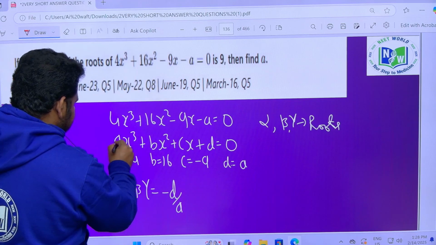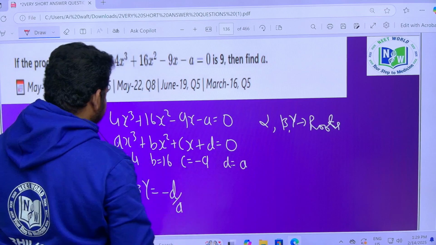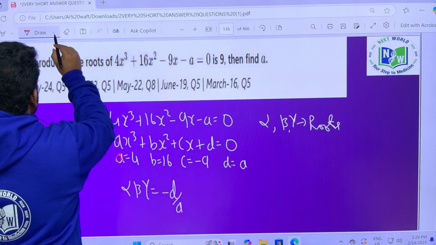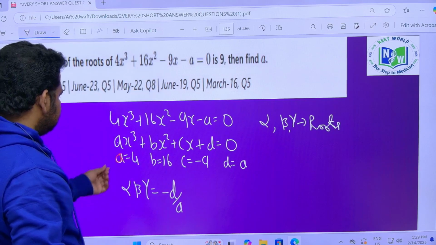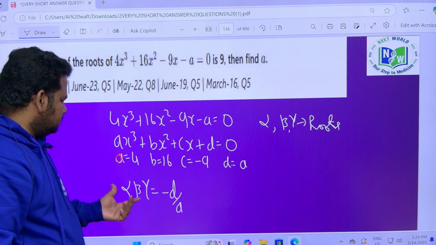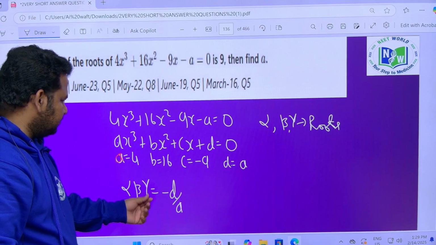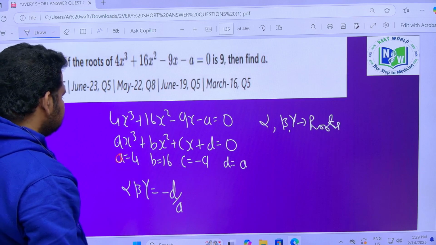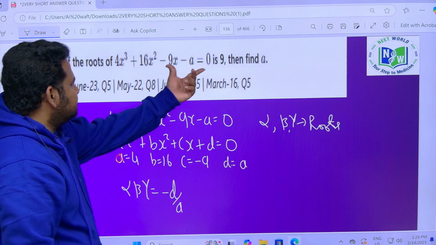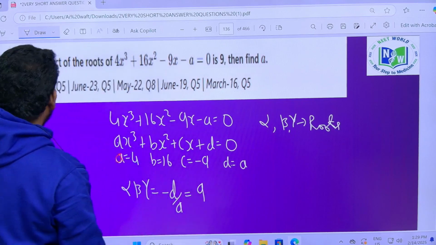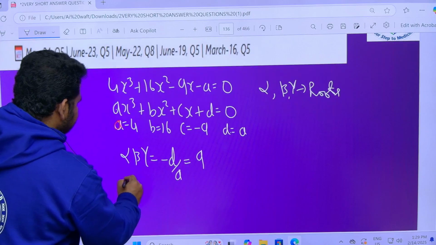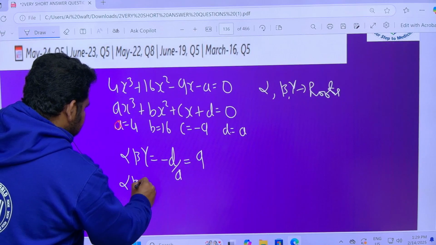This a is different. So this is from the standard equation. You have to find out this a. Okay, so this is from the standard equation. So alpha beta gamma is equal to minus d by a. So this product is given as what? This product is given as 9. They have already given it as 9. Okay, so using that we can solve this as alpha beta gamma is equal to minus d by a.